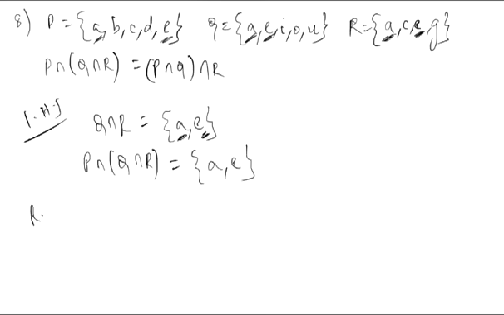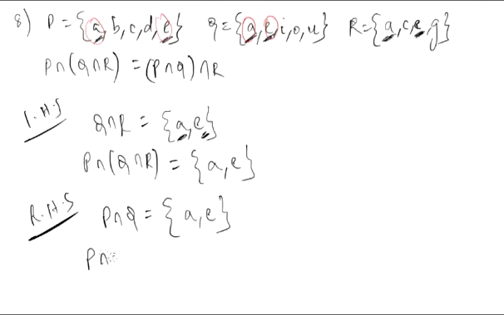Okay, RHS, so you take P intersection Q first. P and Q, what is common? A is there, yes. B is not, C is not, D is not, E is there. Okay. So you get A comma E again.